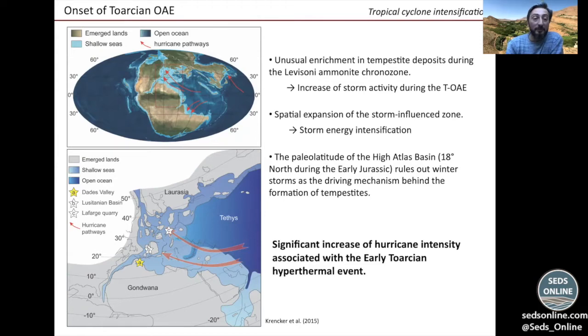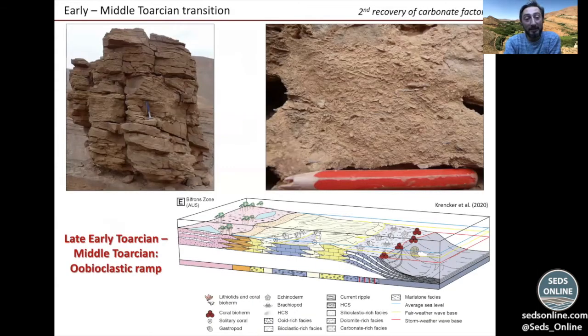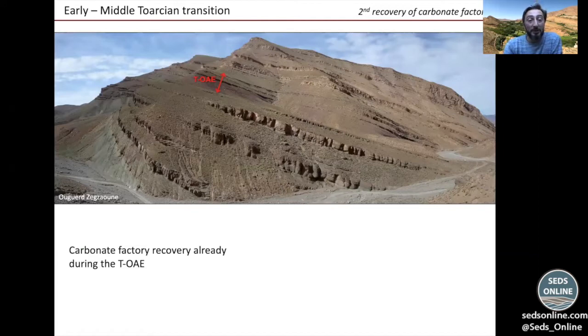But once more, the carbonate factory is quite resilient, and it came back relatively fast after the onset of the perturbation. It came back the same as before, as an oobioclastic ramp. So we have very nice oolitic deposits, very thick oobioclastic deposits, with a lot of crinoids and sponge and sea urchin spicules and stuff like that. And we know as well that this carbonate factory did resume during the Toarcian oceanic anoxic event. In the deep water in England or in France there was a lot of anoxia, but at the very same time in Morocco, carbonate started to kick in again.